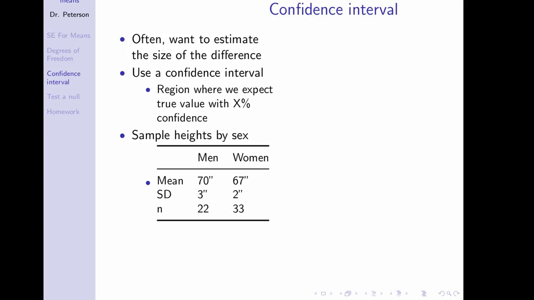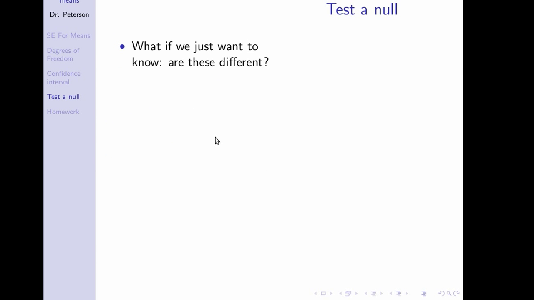We can also use these same data to test the null hypothesis of whether there's a difference between male height and female height, the height of men and women. So I'm going to use these same data to enter into StatCrunch, but I want to go ahead and test a null. What we're going to look at is a null of no difference.